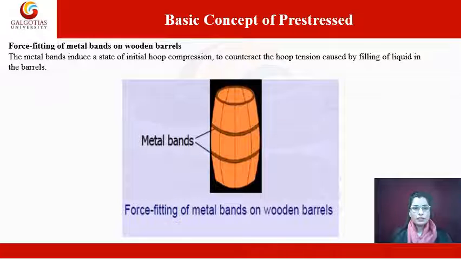In this slide, you can see the basic concept of pre-stress: force fitting of a metal band on a wooden barrel. Here you can see this member is tied with the help of a metal band, which induces an initial state of hoop compression to counteract the hoop tension caused by filling of liquid in the barrel. So this is the basic concept for understanding pre-stress.